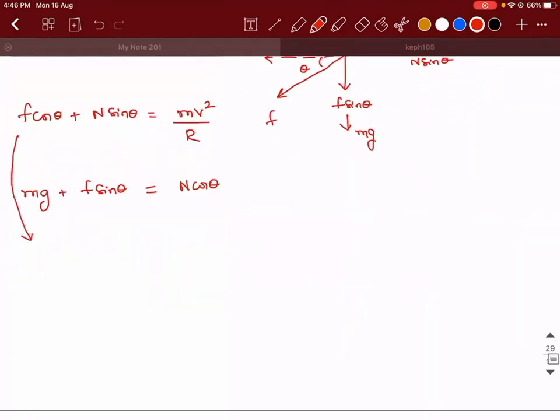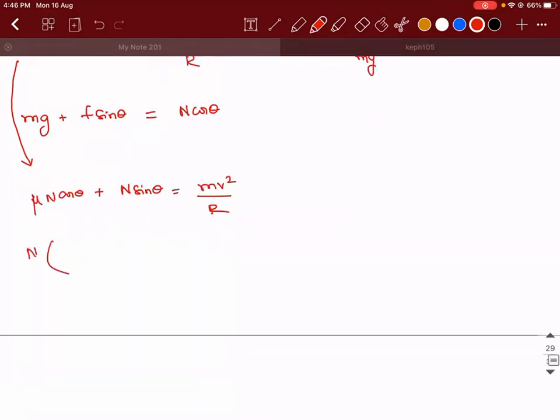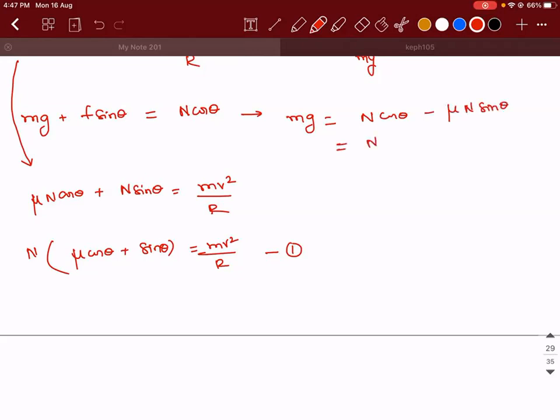So this f, can I write it as mu into n into cos theta plus n sin theta is equal to mv square divided by r. So I will take this n outside: n (mu cos theta plus sin theta) is equal to mv square by r. Let this be equation number 1. In this, can I write mg is equal to n into cos theta minus f, can I write it as mu n sin theta? So n, I take it out: n (cos theta minus mu sin theta). I will call this equation number 2.